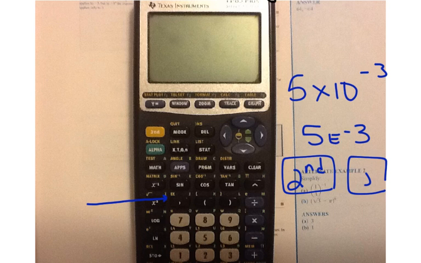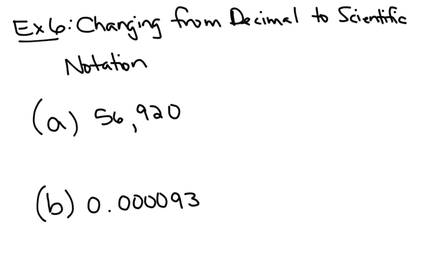The calculator's representation for scientific notation will always be an E. I know it says double E above the comma, and on the face of your calculator you only see an E. I don't know why it does that, but that's how it works. In order to change from decimal to scientific notation, I'm going to review the way we learned it in middle school, but then I'm going to tell you how you can do this on your graphing calculator. One of the things we're going to learn in the pre-calc honors class is how to use a lot of the functions on the calculator you probably have not used yet.